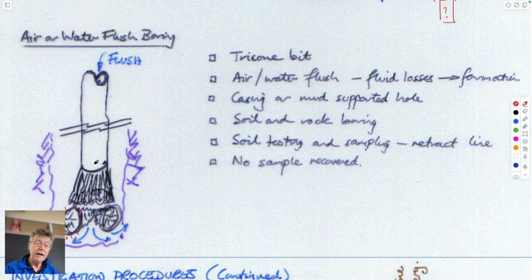Flushing water or air, it could be air or mist as a foam, or it could be water, or water and drilling mud. This is to take the cuttings from here and bring them up to the surface, where you can hopefully not catch them in the head if it's air flush, or just sift them out of a collector tank to be able to see exactly what the material is.